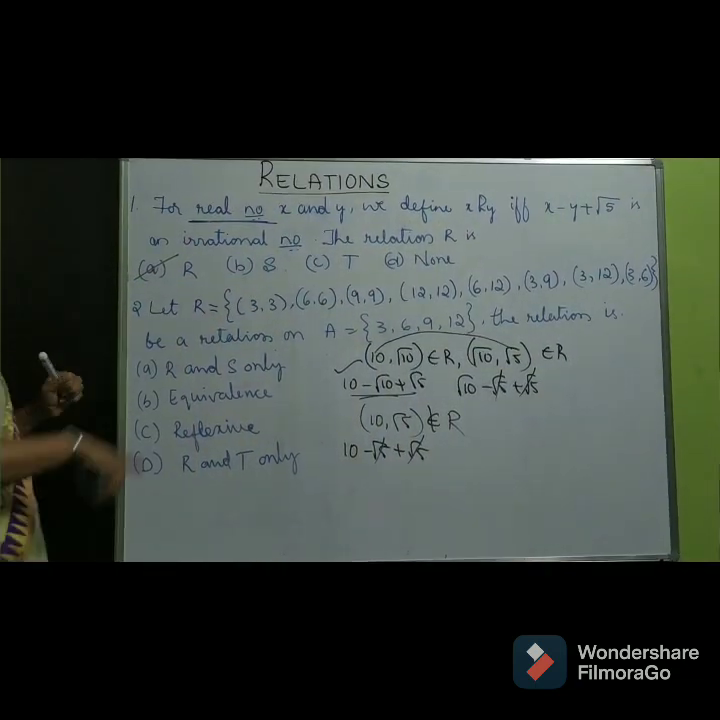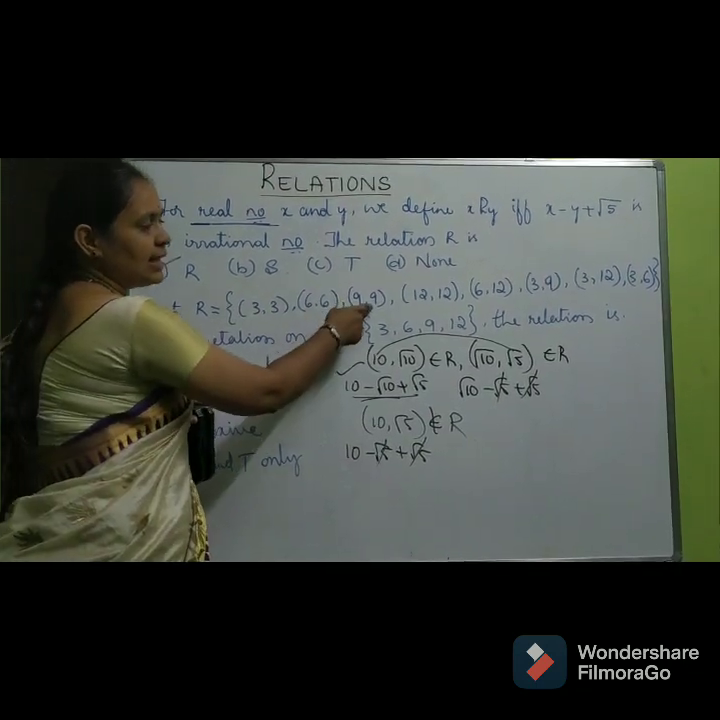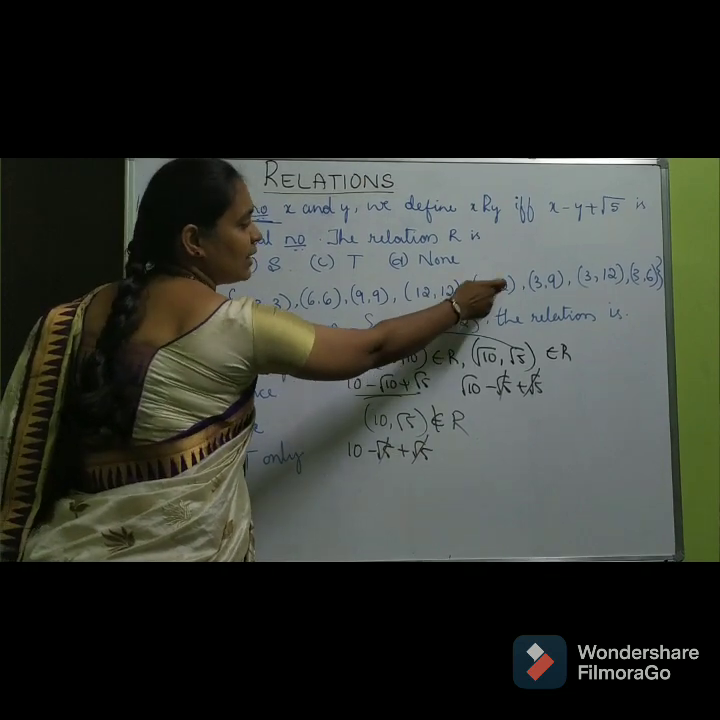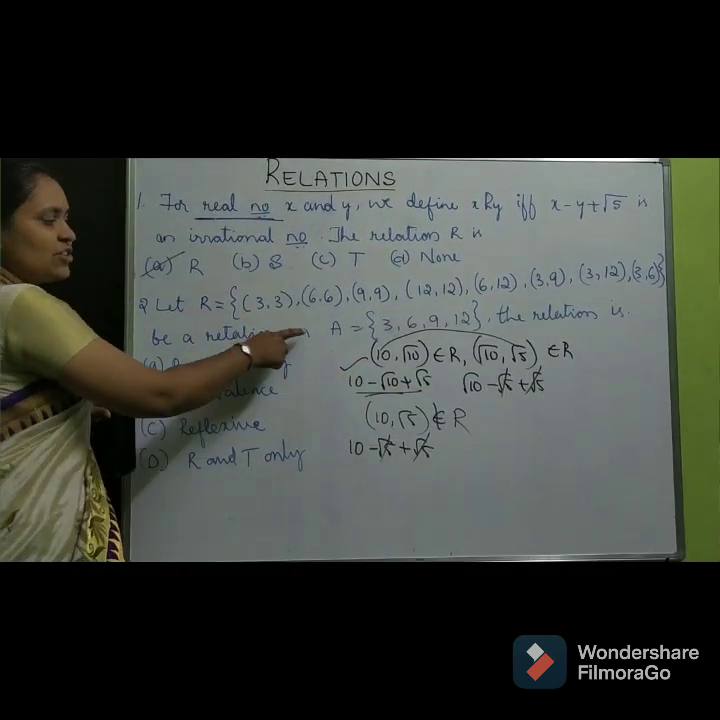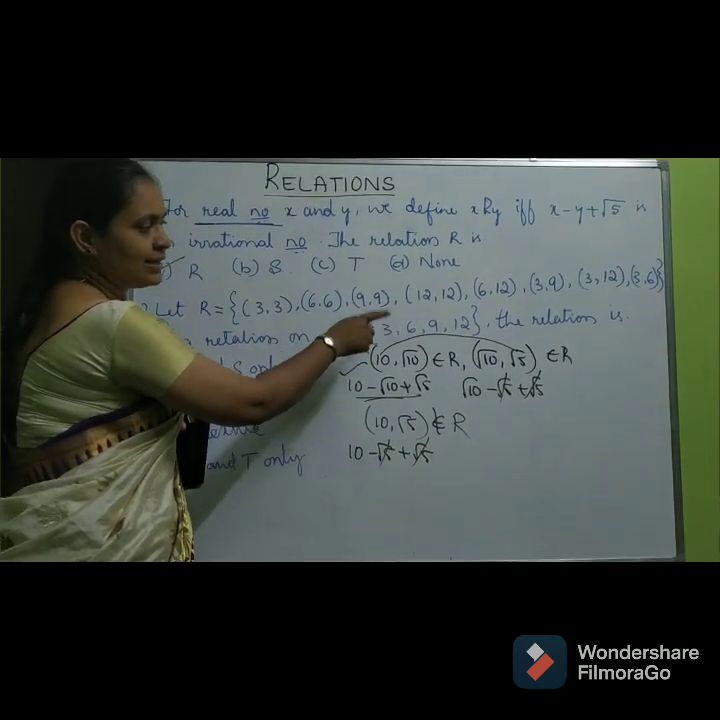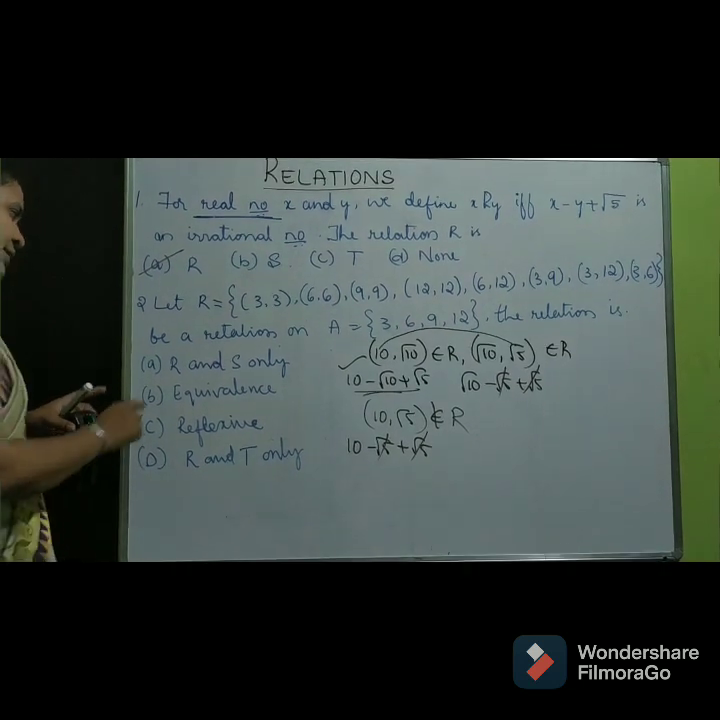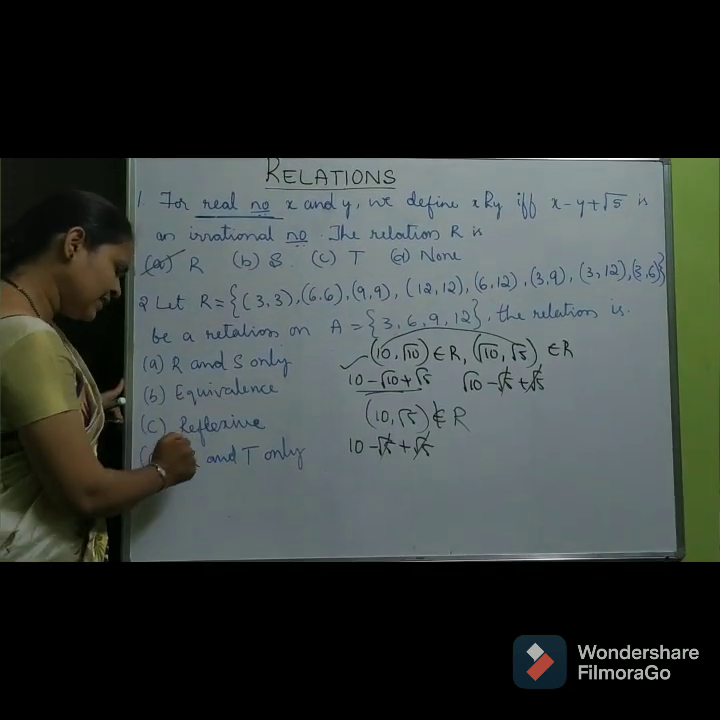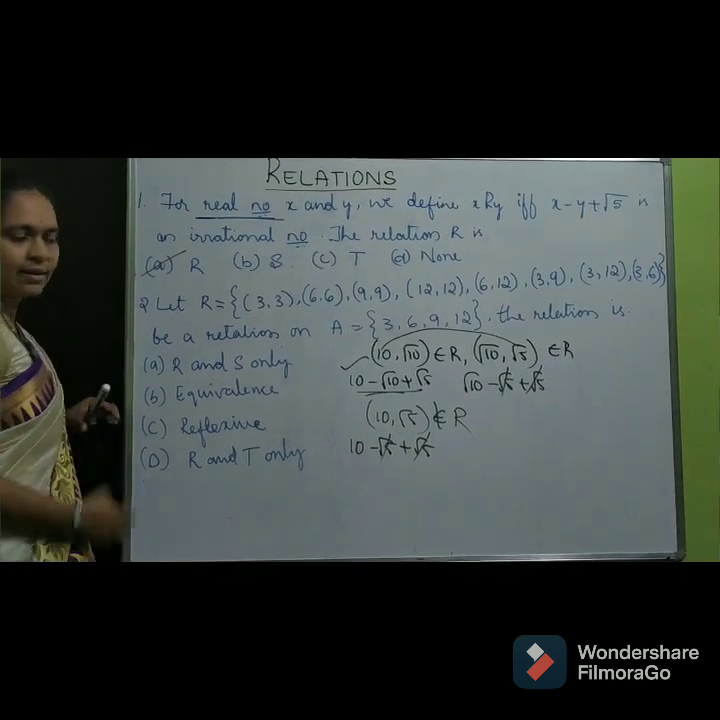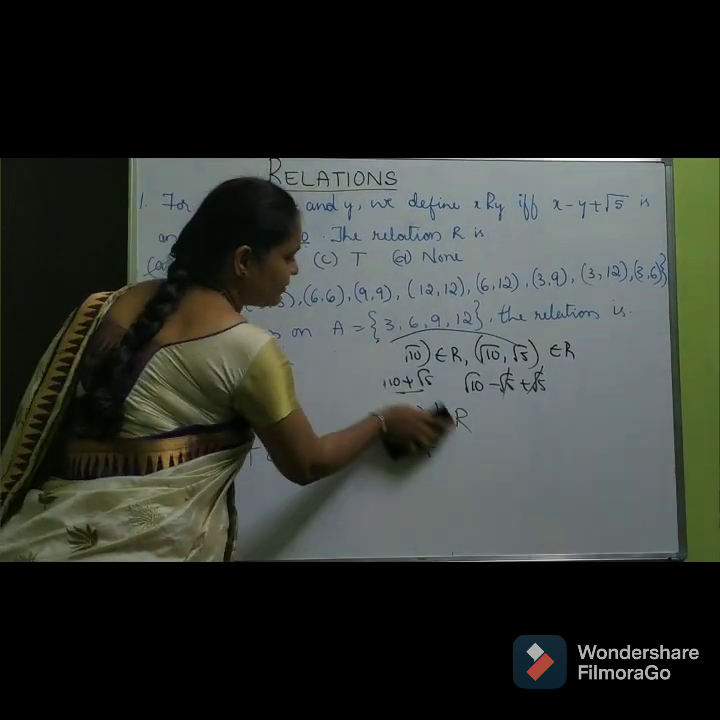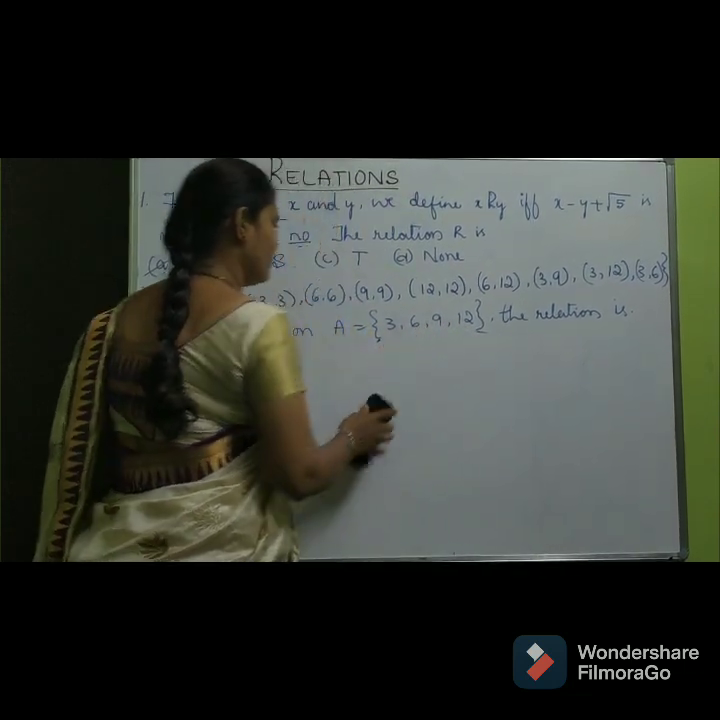Look at the next one. Let R equal {(3, 3), (6, 6), (9, 9), (12, 12), (6, 12), (3, 9), (3, 12), (3, 6)} be a relation on A equal to {3, 6, 9, 12}. The relation is, look at the options: reflexive, symmetric, equivalence, reflexive and transitive only. In every option reflexive is there and it is easy to find whether it is reflexive or not. Let us see whether it is reflexive or not first.